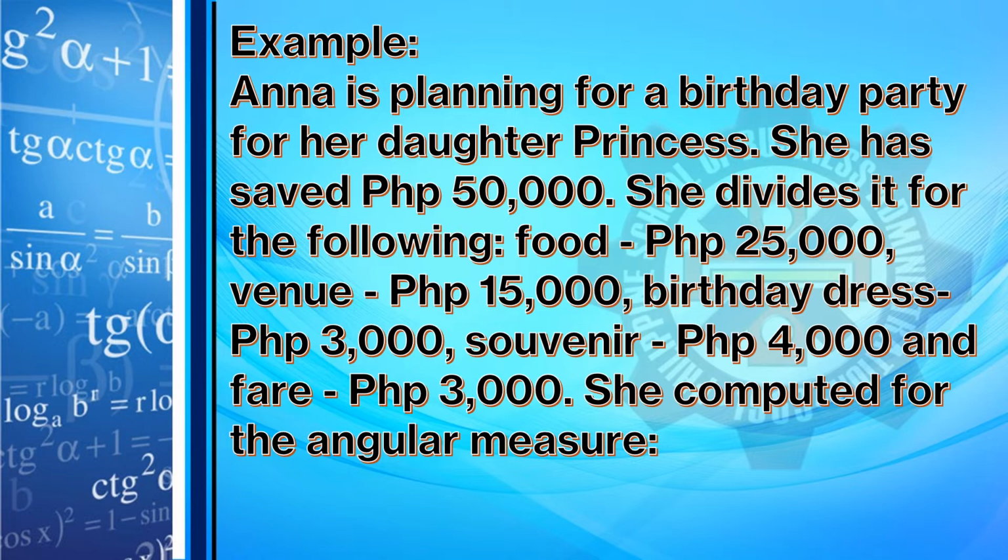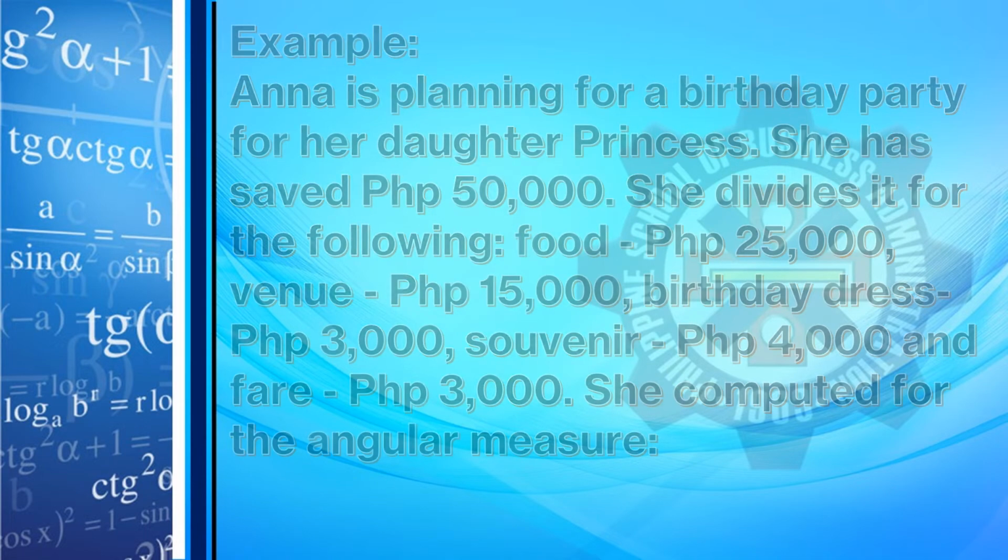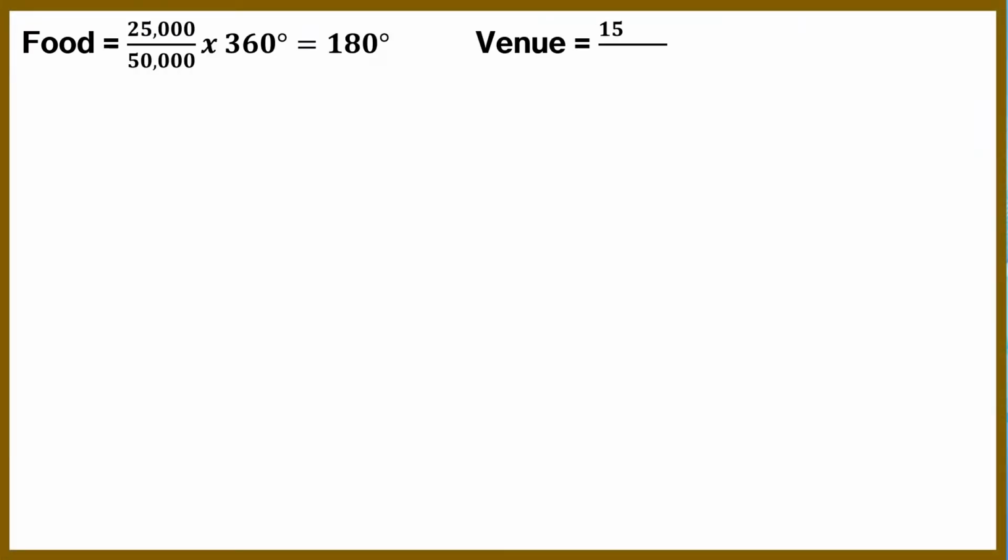So, she computed the angular measure so she could see the portion, or the division, of their expenses for the birthday. Okay, so the total of expenses is 50,000. So, the divisor is 50,000. So, if we compute the portions, this will be the solution process. So, for food, 25,000, divide by 50,000, then multiply by 360.